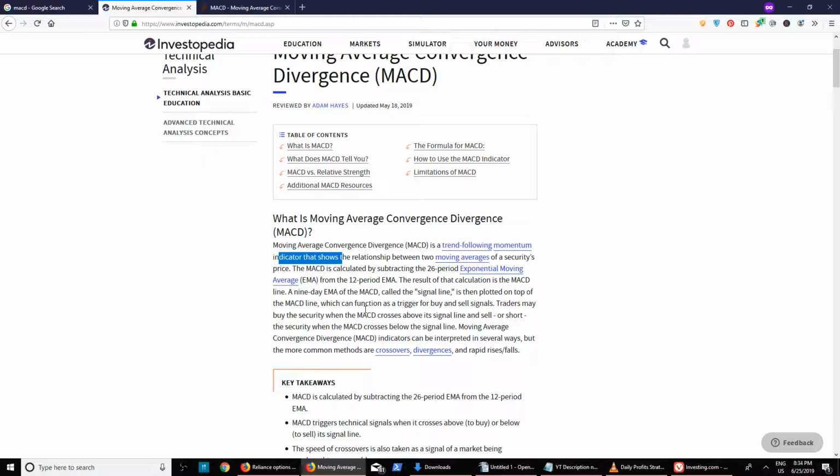Now, before I continue, you might think we are actually subtracting the 26 EMA from the 12 EMA. This does not mean 12 minus 26, and not 26 minus 12. What it actually means here is you are subtracting the 26 period exponential moving average from the 12 period EMA. Now this may be really confusing for you if you are looking at it for the first time.